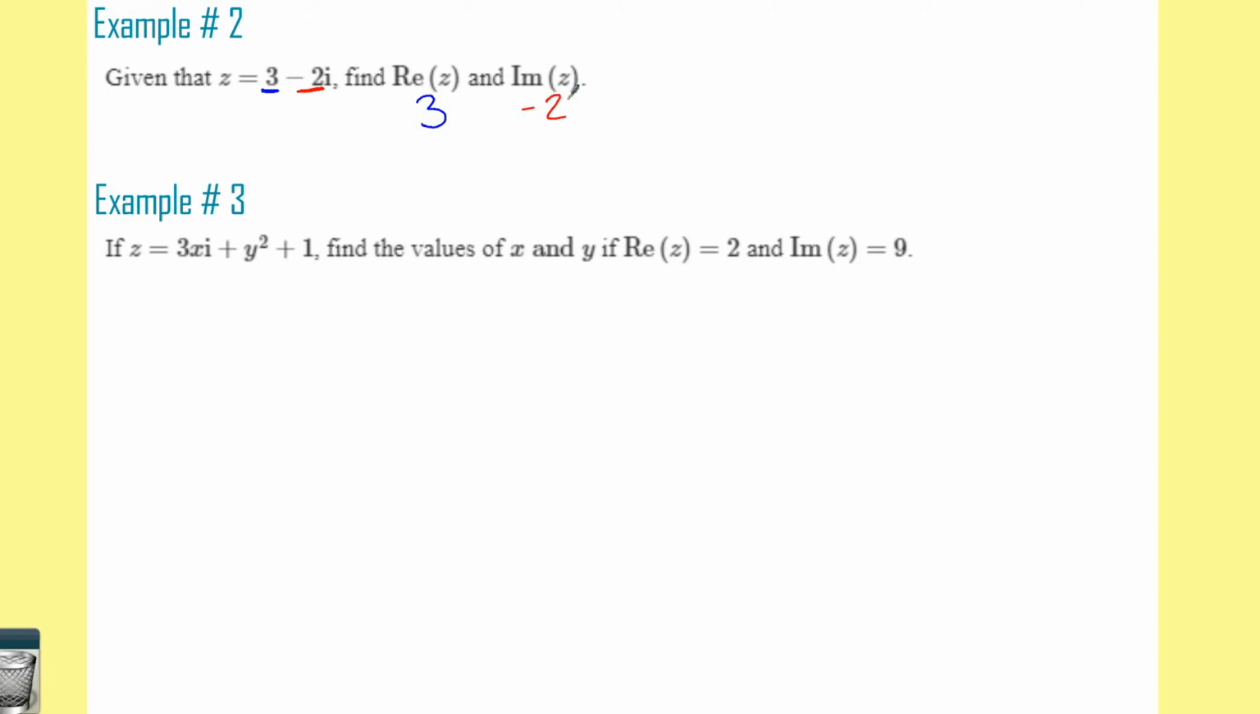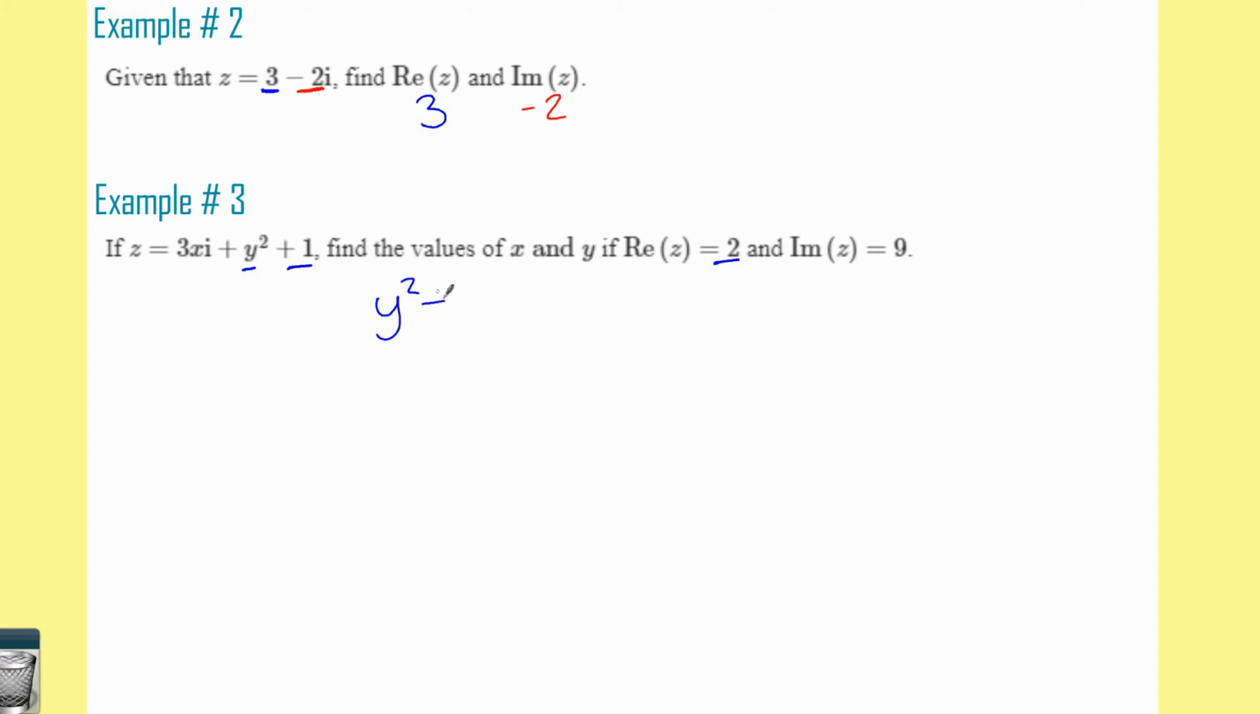All right. So for number 3, change my color. Oops, sorry. So we have z is this complex number. Find the values if the real part is 2 and the imaginary part is 9. So the real part is 2. Well, what's the real part here? Well, any part that doesn't have an i. Well, that's got an i. This doesn't, and neither does this.